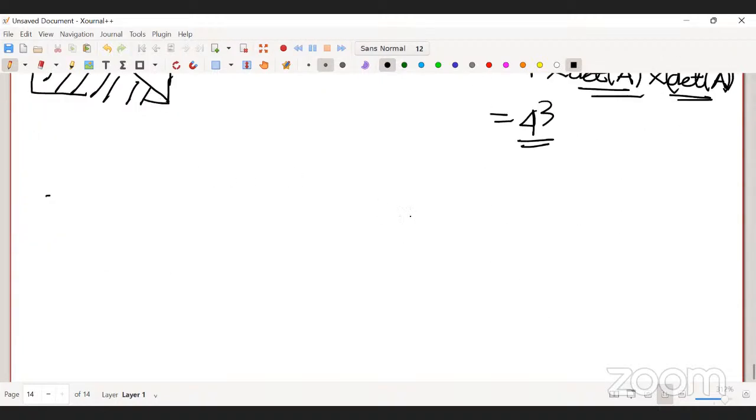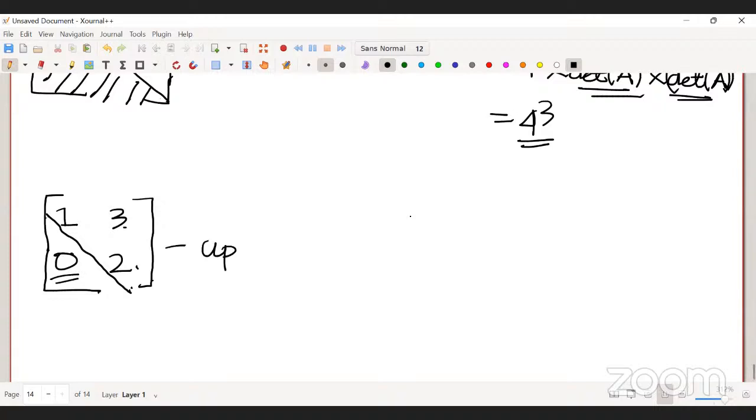For example, if I take this matrix 1, 2, 3, 0. You see what elements are below the diagonal. This is my diagonal, and below it there is only one element, which is 0. That means all the elements below the diagonal are 0, so this is an upper triangular matrix of order 2.